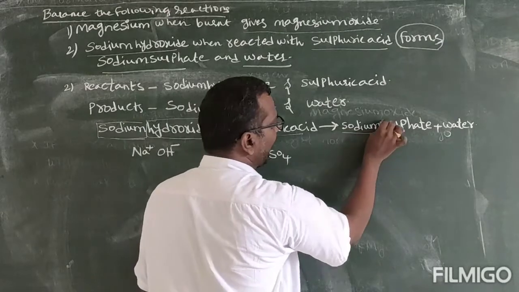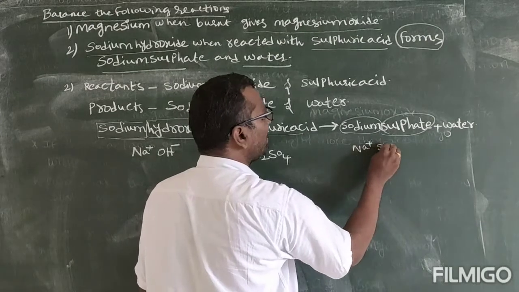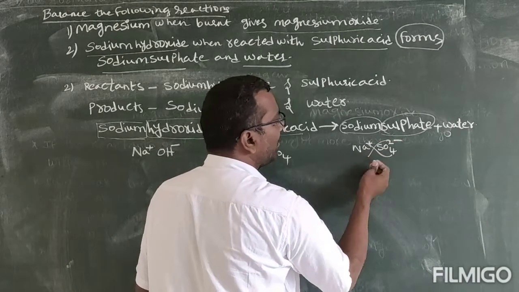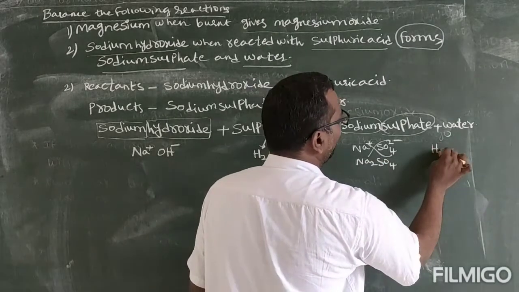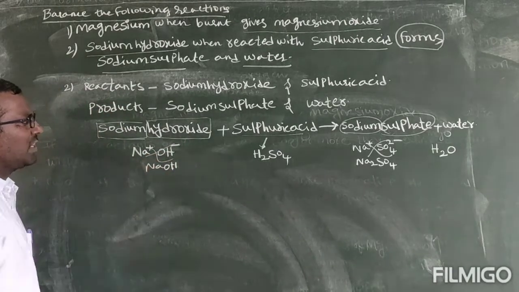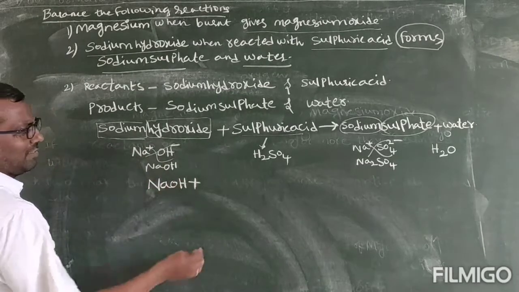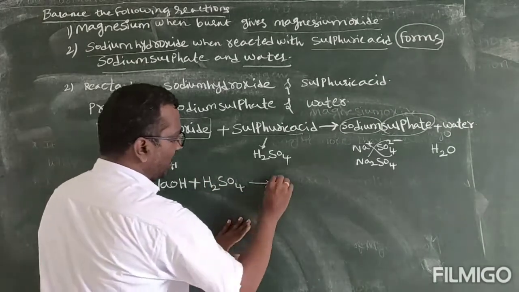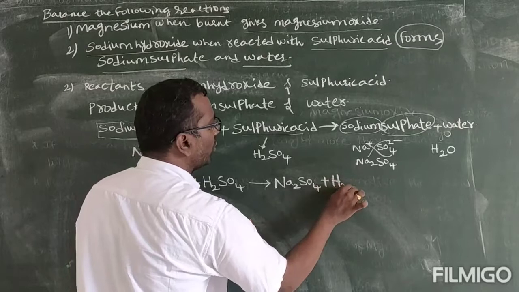Now sodium sulfate, again sodium and sulfate. Sodium is Na+, sulfate is SO4 2-. By the criss-cross method, Na2SO4. Water formula is what? H2O. So by the criss-cross method, NaOH. So what is the reaction now? Sodium hydroxide NaOH plus sulfuric acid H2SO4 gives rise to sodium sulfate Na2SO4 plus H2O.